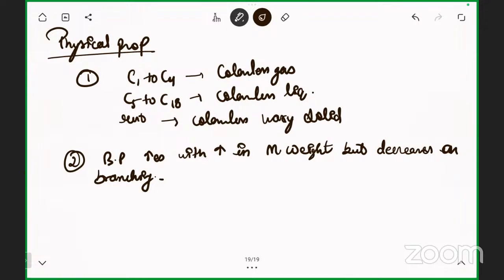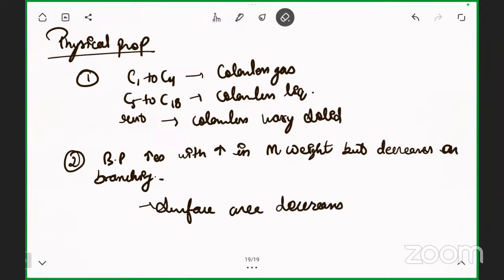As the branching increases, the surface area decreases. And when the surface area decreases, the van der Waals force of attraction also decreases. When the surface area decreases, van der Waals force of attraction also decreases.